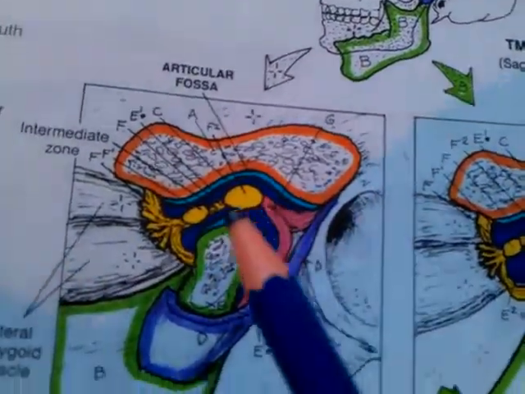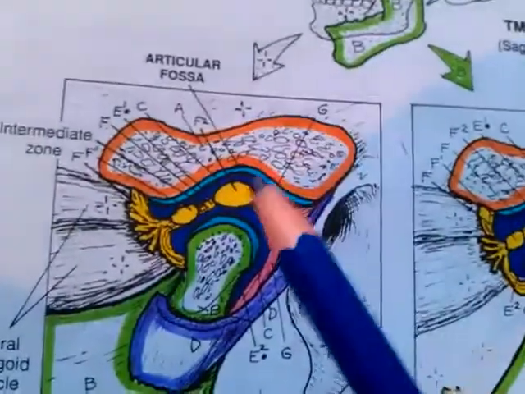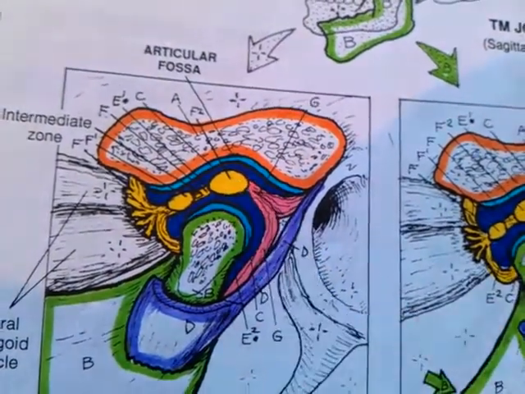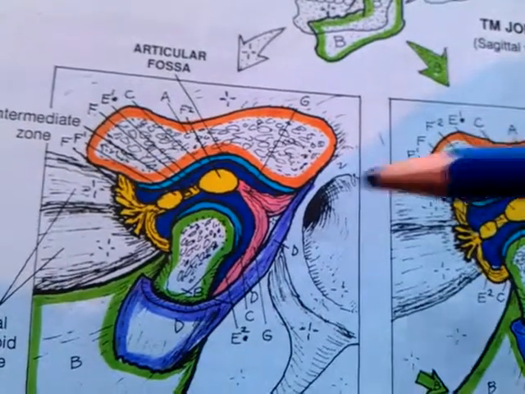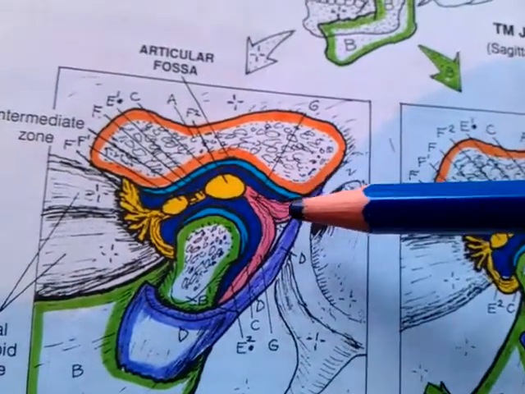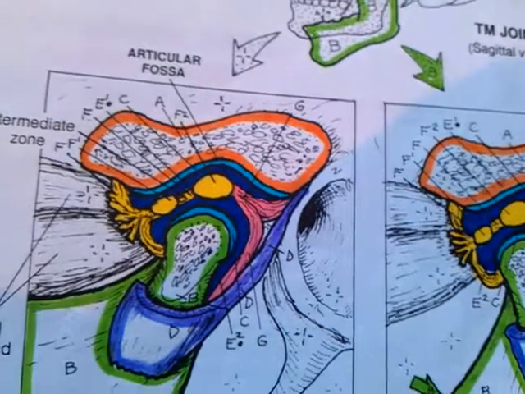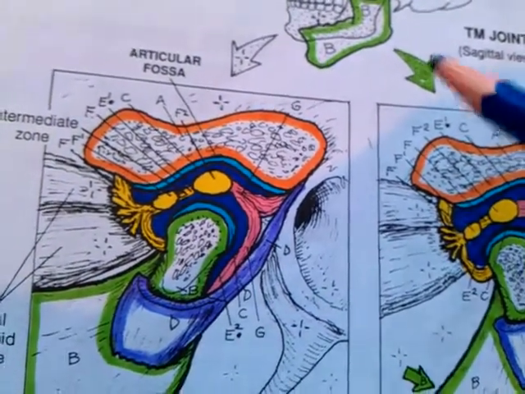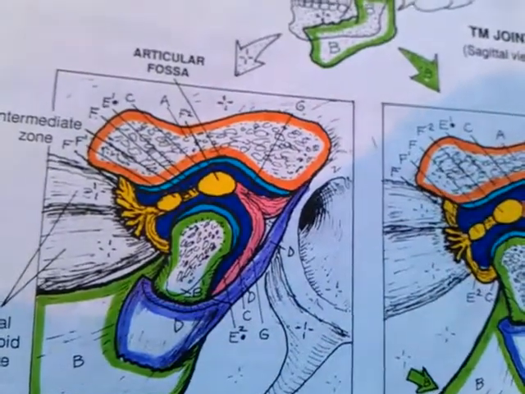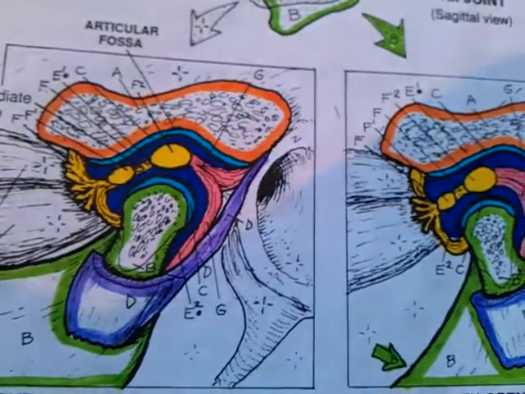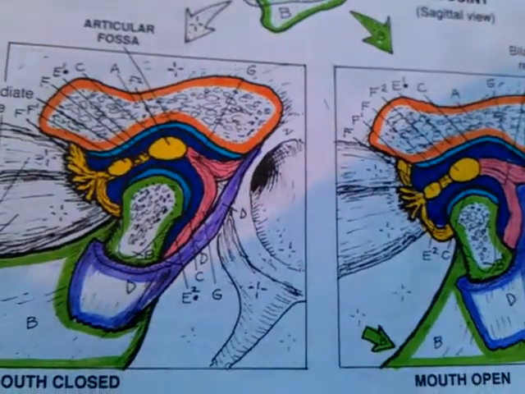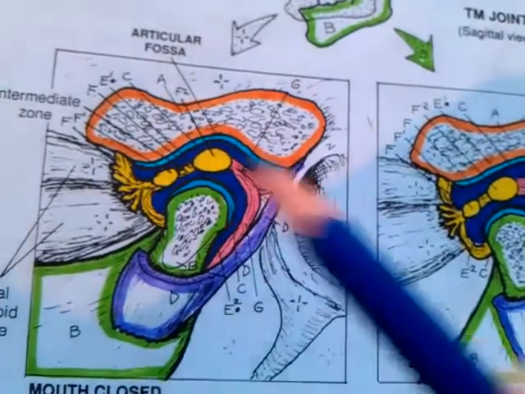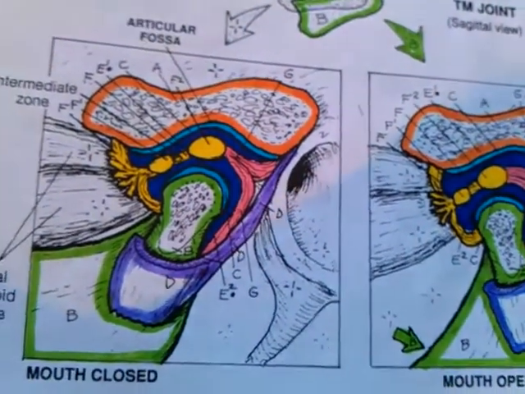In the joint you have an articular disc in yellow, which has an anterior and posterior band. And you also have a retrodiscal pad. The fibrous capsule, or the joint capsule, is the only true ligament of the joint. The articular disc divides the synovial cavity into superior and inferior joint space.